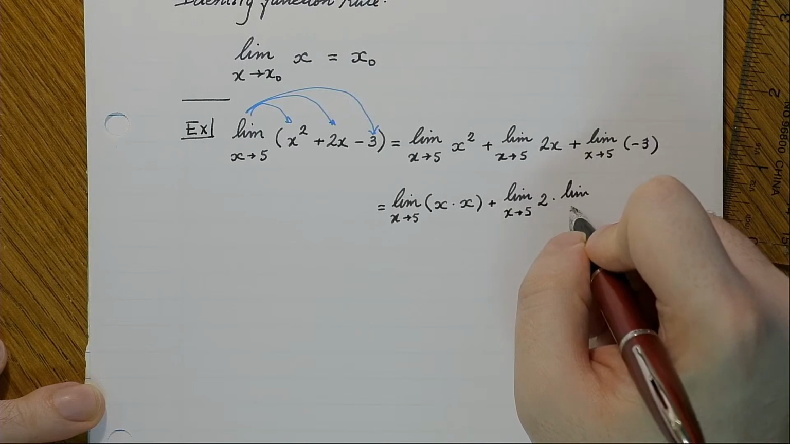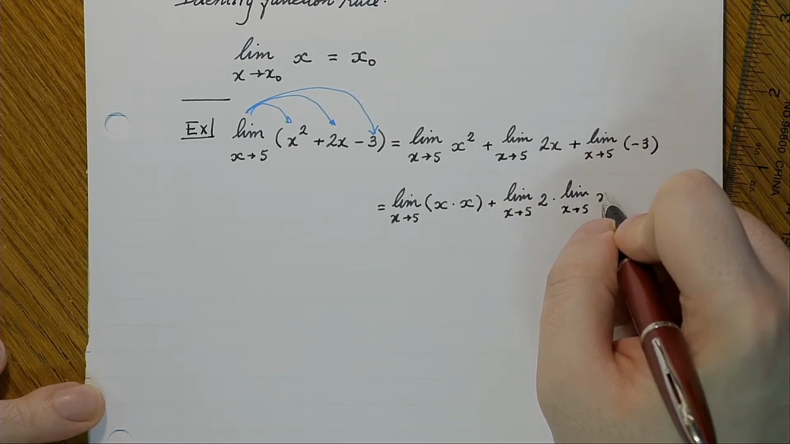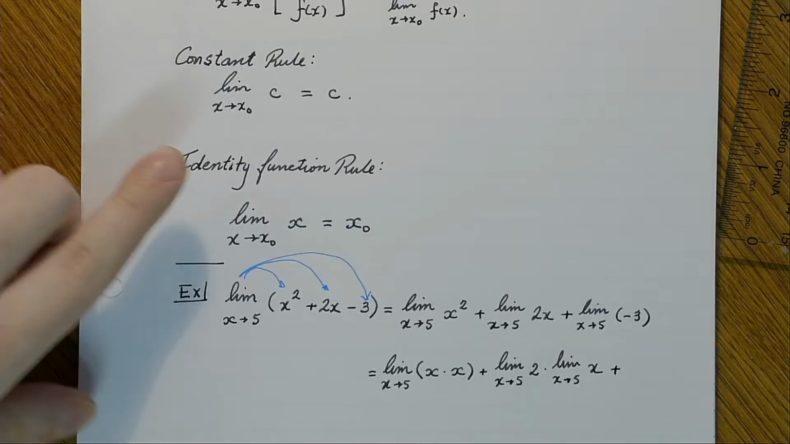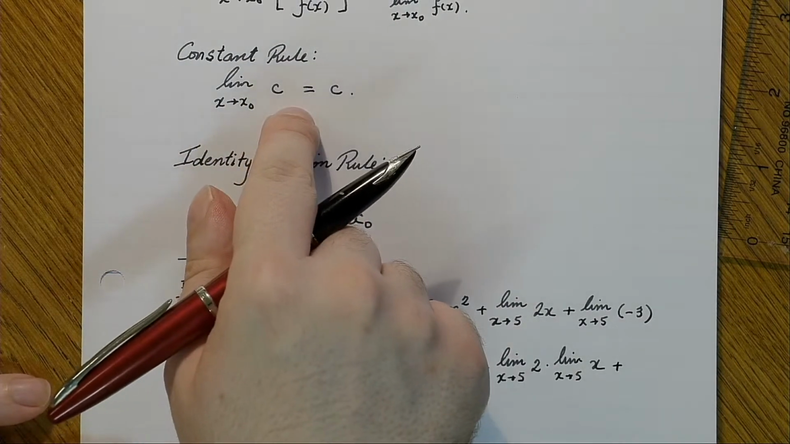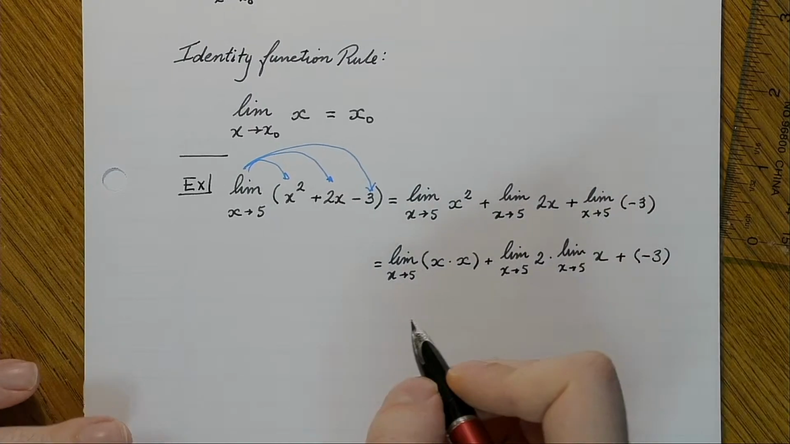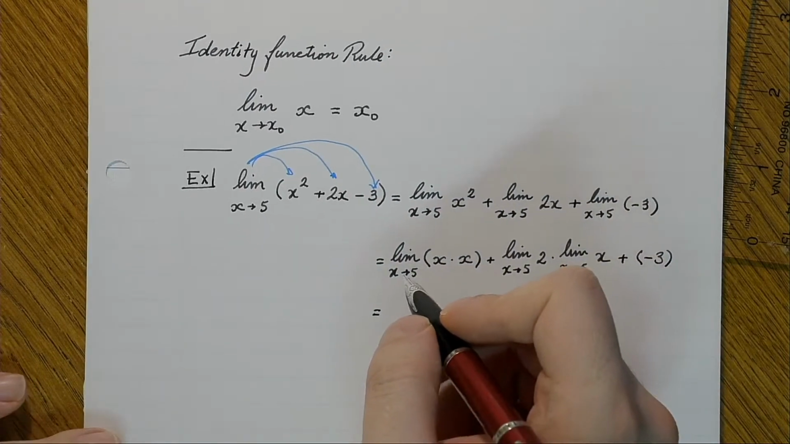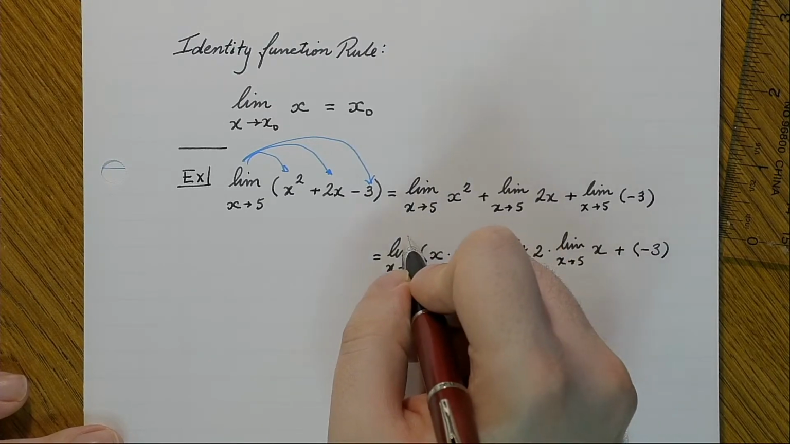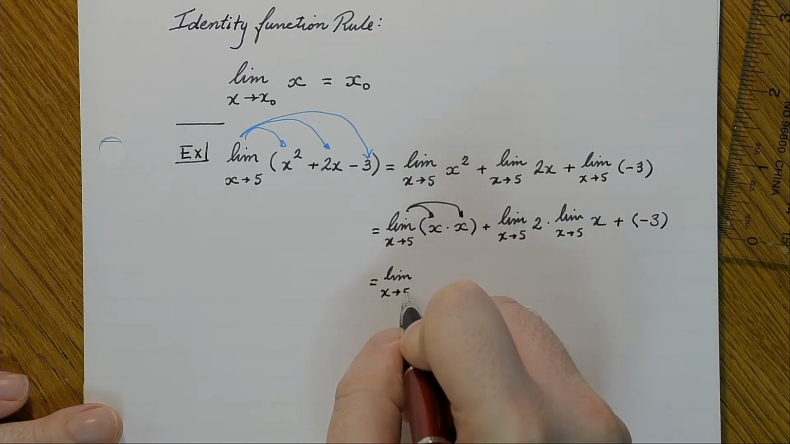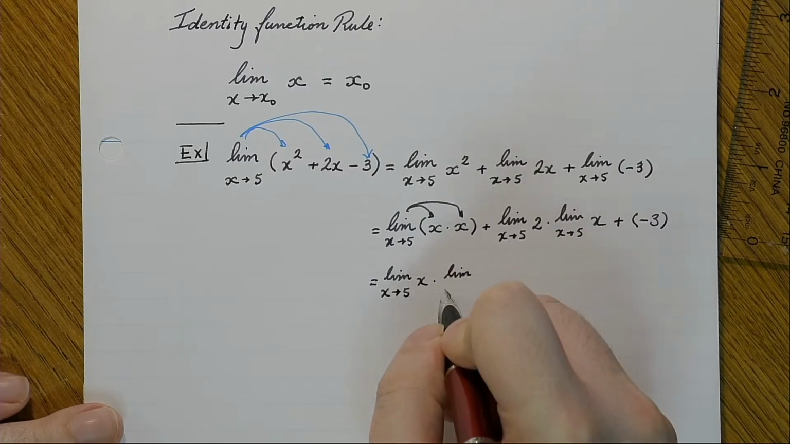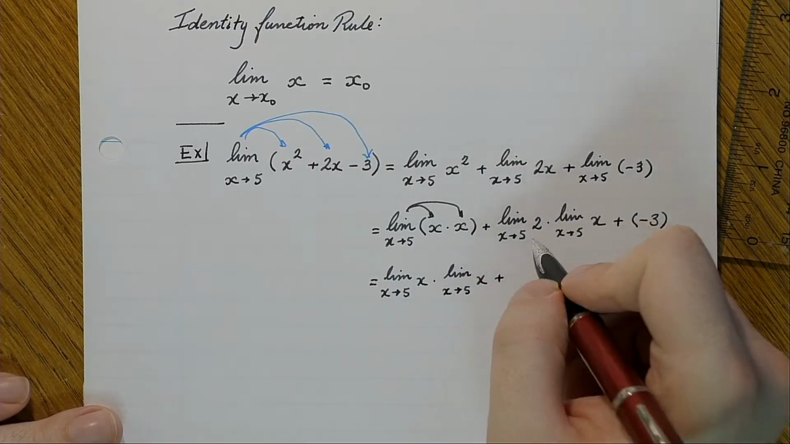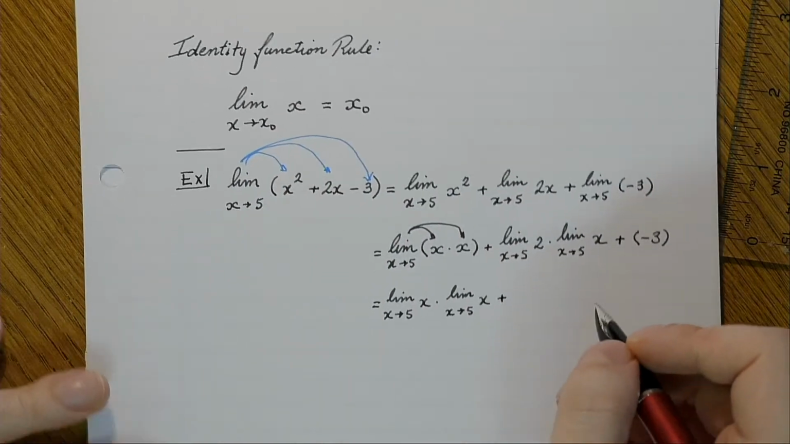So the limit of x going to 5, x plus. Now the nice thing about this is that minus 3 is a constant. So with this rule, I can already apply this constant rule right here. So I know that that is minus 3 already. Now again, I have a product here, so I can apply it to this. So I have the limit as x goes to 5 of x times the limit as x goes to 5 of x, and plus. So again, I have this 2 here, and using that constant rule, that's equal to 2.